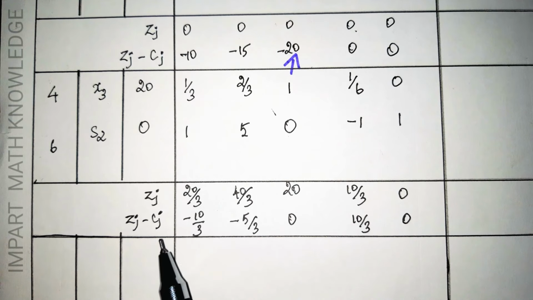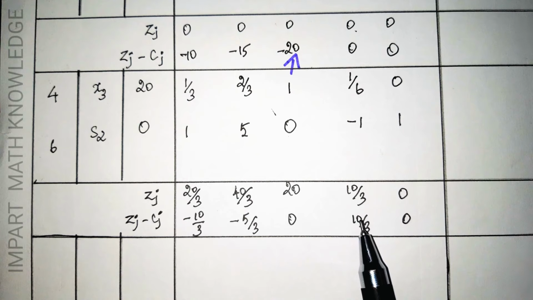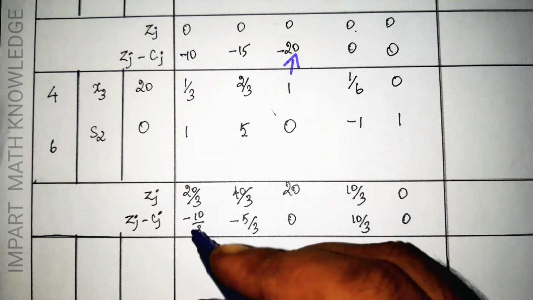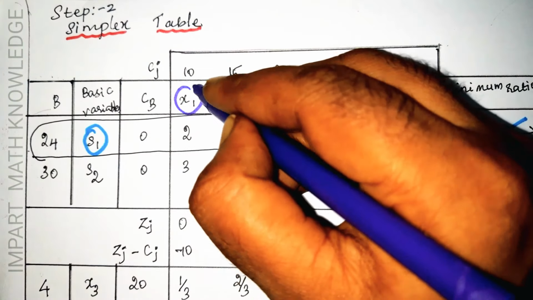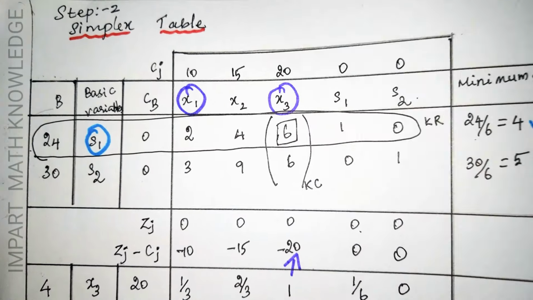Here some ZJ minus CJ values are negative. So the current solution is not optimal. So we move on to the next table to get the optimum solution. Here the most negative value is minus 10 by 3. So the corresponding variable x1 enters into the next table.